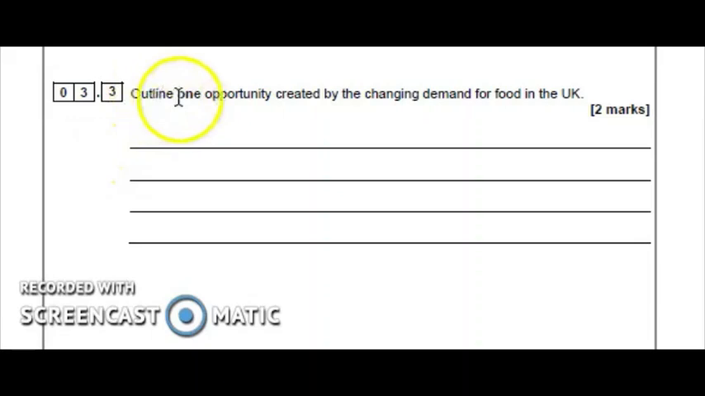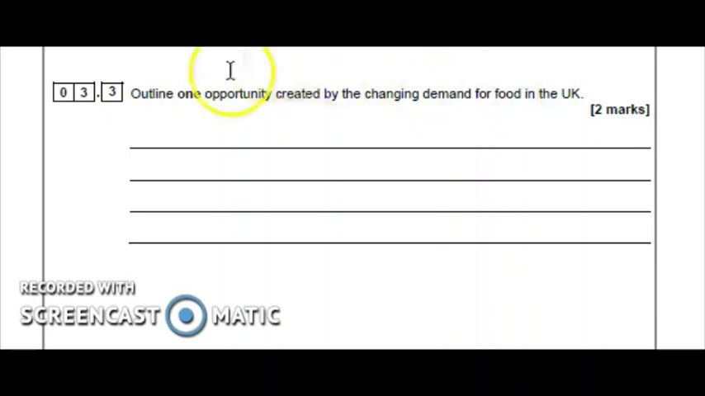2.3, outline one opportunity created by the changing demand for food in the UK. 2-mark question. You just got to try and develop 1 point, as the question suggests. So basically, how has our demand for food changed in the UK? Well, first of all, we don't just want to eat seasonal food now. We want to have a variety of food available all year round.